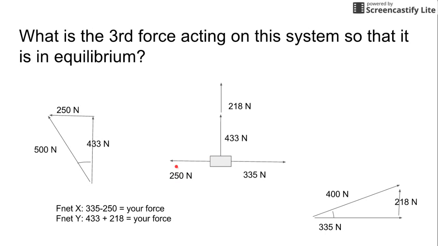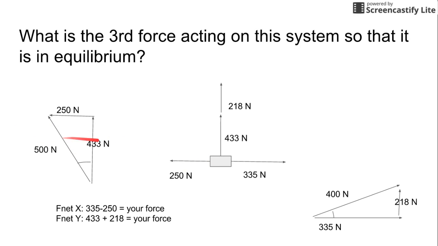Okay, so now we can look at a net force equation in the x and a net force equation in the y, the vertical. In the x direction, we have 335 newtons to the right minus 250 newtons, because they're going in opposite directions. So we subtract those. The difference between those is going to equal your force. You're going to have to apply a little bit more force to the left, because these two forces are causing it to go to the right. How much to the left? Whatever the difference is between these two, which looks like about 85.